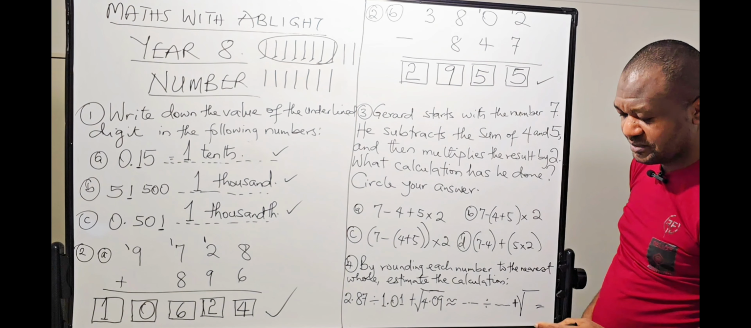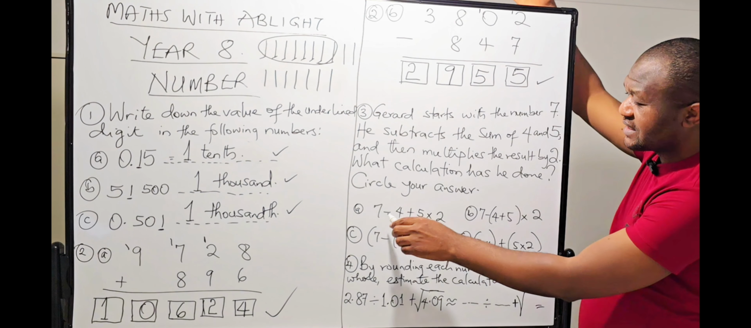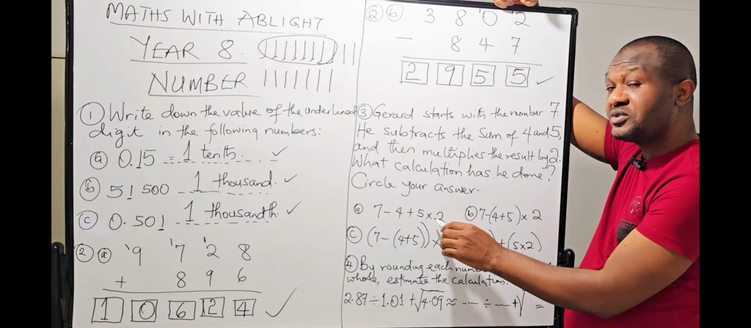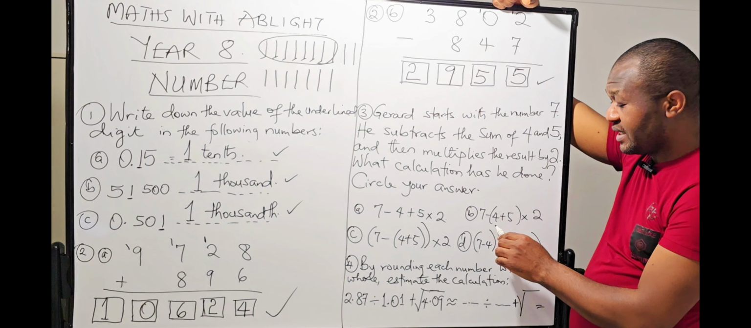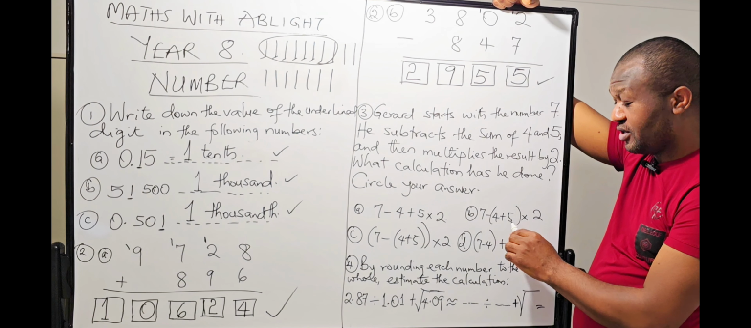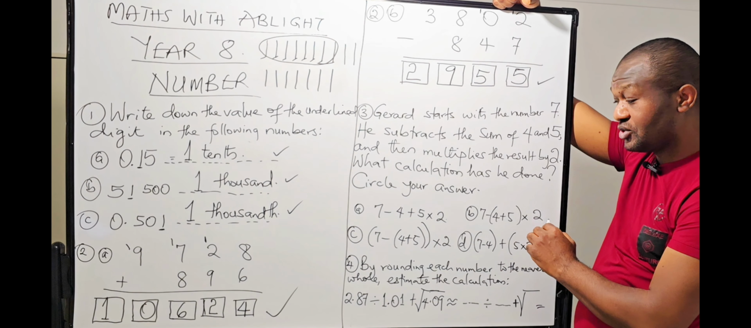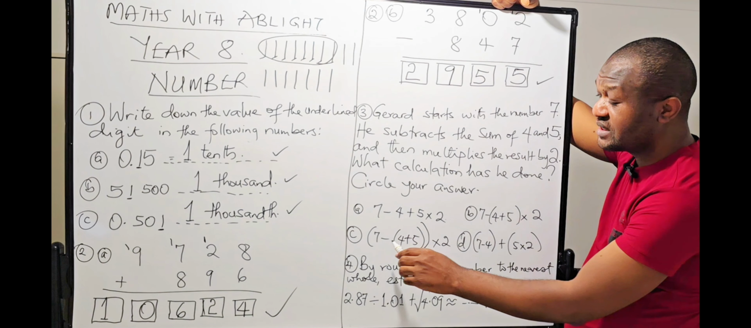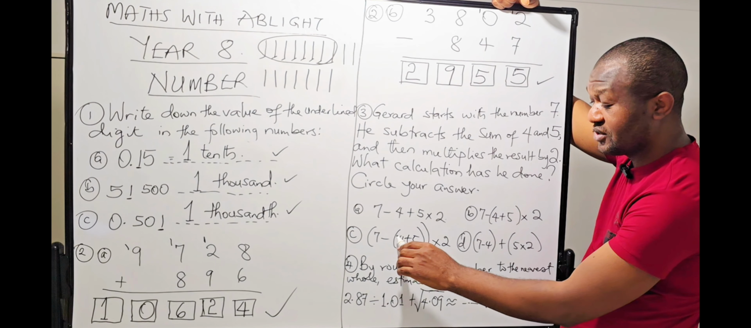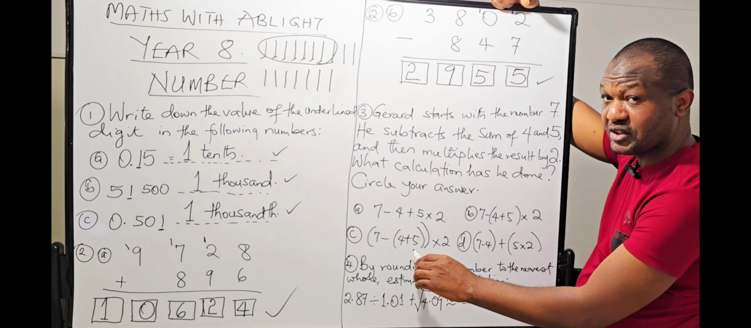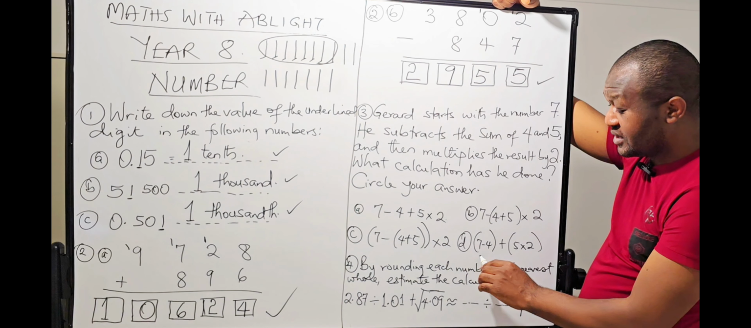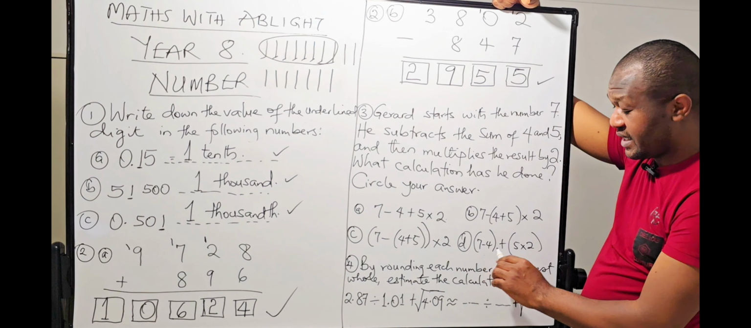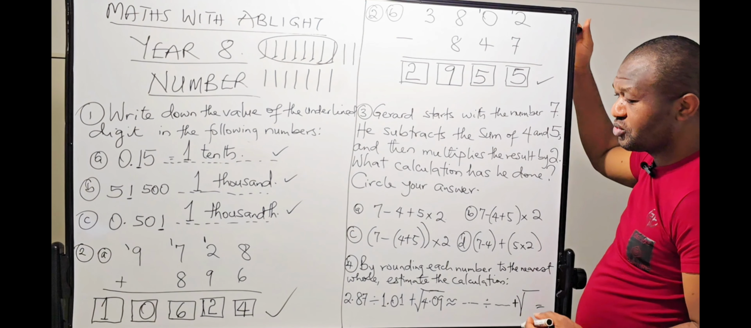Circle your answer. Option A, 7 minus 4 plus 5 times 2. Option B, 7 minus bracket of 4 plus 5, close bracket, times 2. Option C says bracket of 7 minus bracket of 4 plus 5, close bracket, close the bigger bracket, times 2. Option D says 7 minus 4 into bracket plus 5 times 2 into bracket.